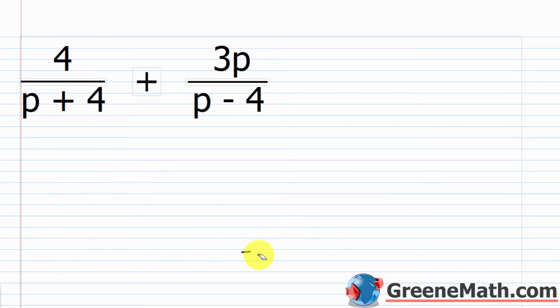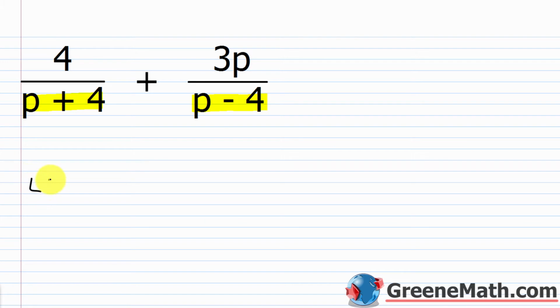I know for some of you it's been quite a while since you've had to do that, but it's going to be the same process here. I look at my denominators. So I have p plus 4 and I have p minus 4. So the question is, can I factor p plus 4? No, I cannot. Can I factor p minus 4? No, I cannot. So just like when I had a denominator of 3 and a denominator of 5 and I couldn't factor them, I just multiplied the two together.